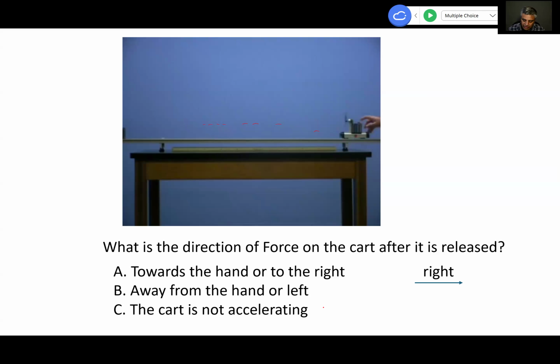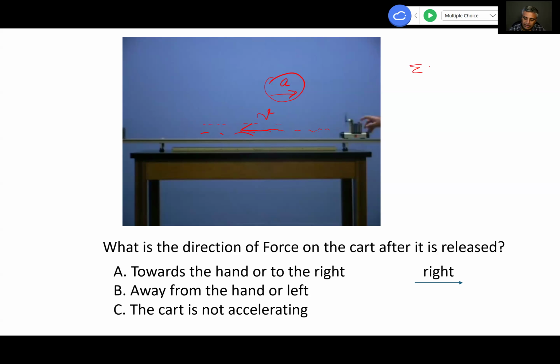So why is C not the correct answer? See, the velocity of the cart is changing. Whenever velocity changes, the object is accelerating. So keep that in mind. So it is accelerating away from the hand, or to the left. See, it started slowing down. So motion is in this direction, so velocity is in that direction, and acceleration is in this direction. How do I know acceleration is in this direction? Because it's slowing down. If something is slowing down, acceleration is in the opposite direction to the motion.